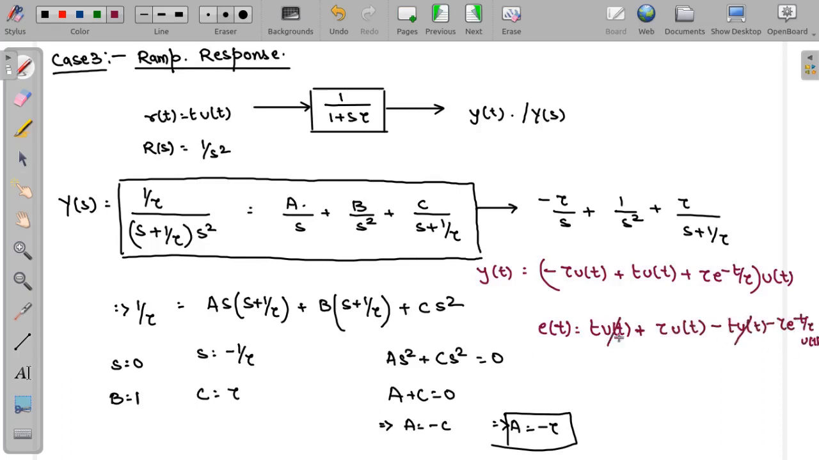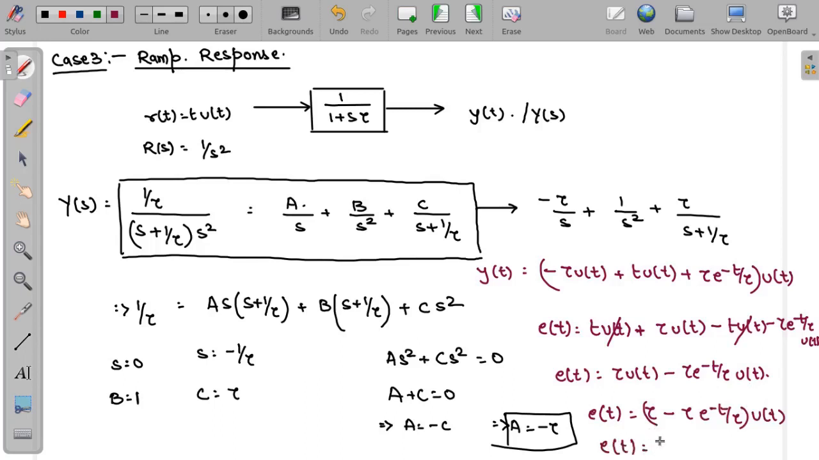So these two terms get cancelled, so e(t) comes out to be tau u(t) minus tau e to the power minus t by tau u(t). So this we get. Now you can take u(t) common, so e(t) is equal to tau minus tau e to the power minus t by tau, times u(t). Now at steady state, t tends to infinity, and e(t) will be equal to tau.